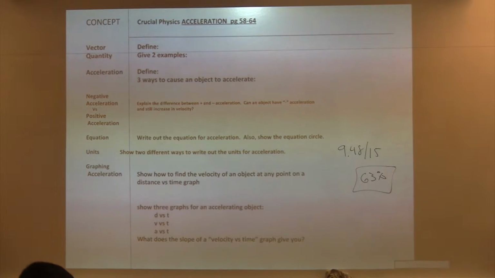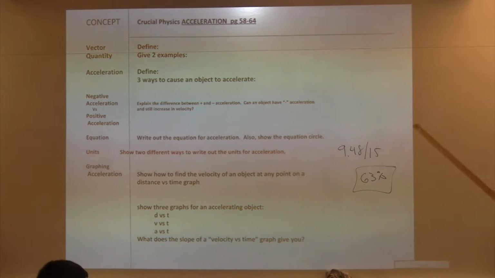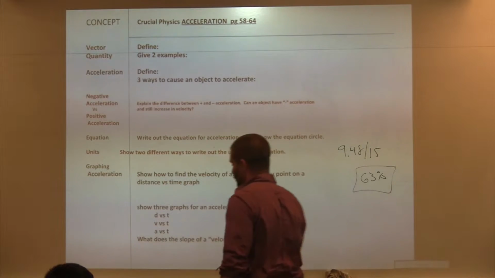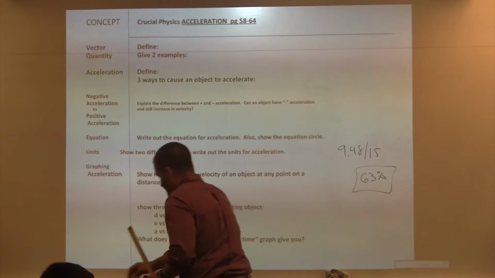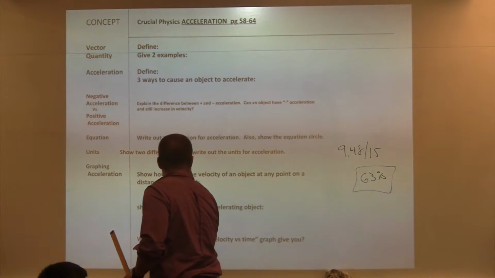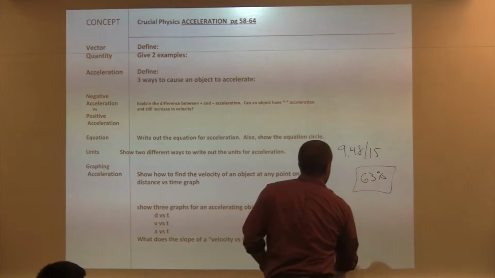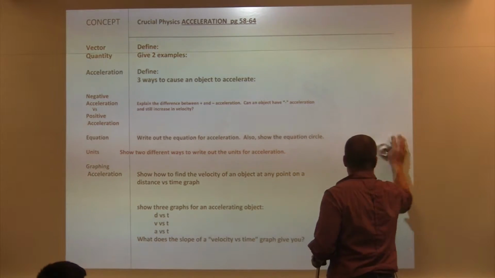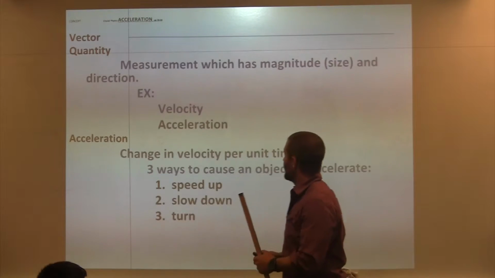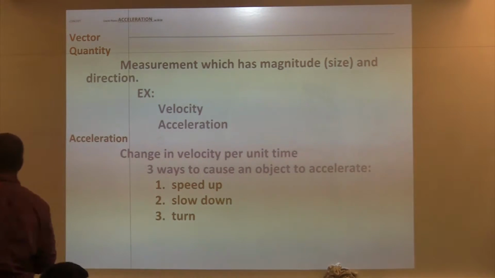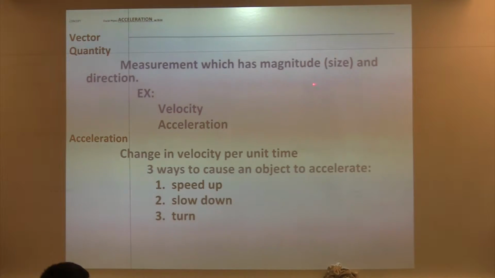So basically, what we need to do is, I'm going to give you the answers so you can check some of your work here, okay? Is it frozen? It's still frozen, okay? So what we're going to do is talk about this. A vector quantity, a vector, is a measurement that has magnitude, size, and direction. Examples are velocity and acceleration. Both of those are vectors. You've got to have a direction.